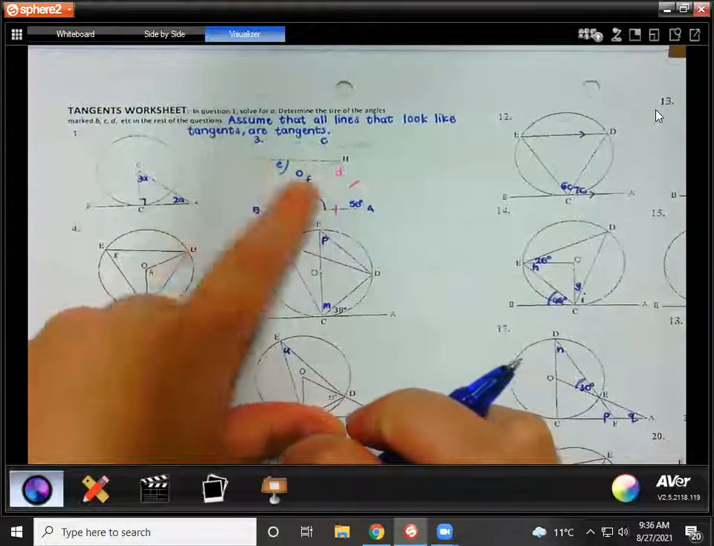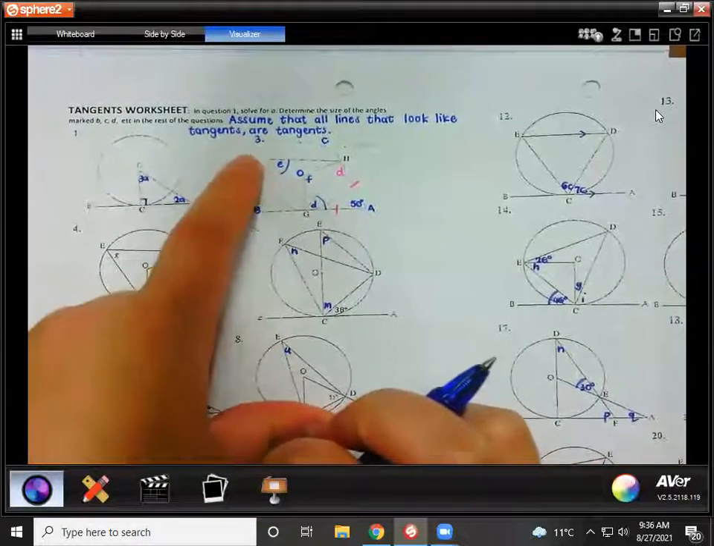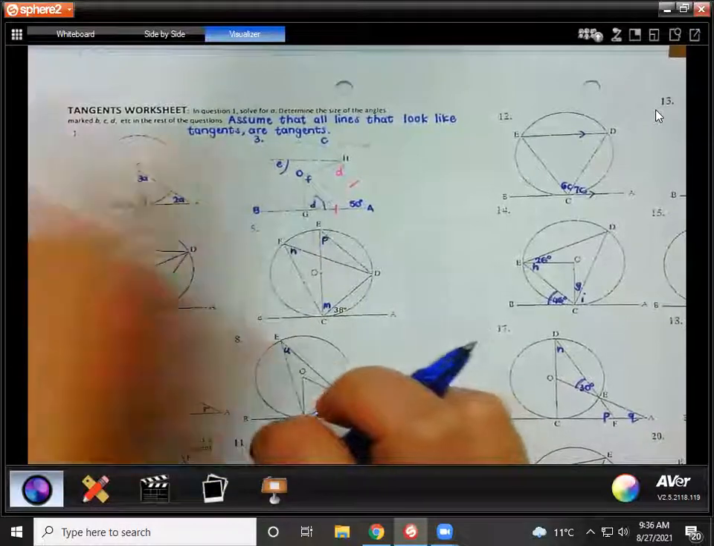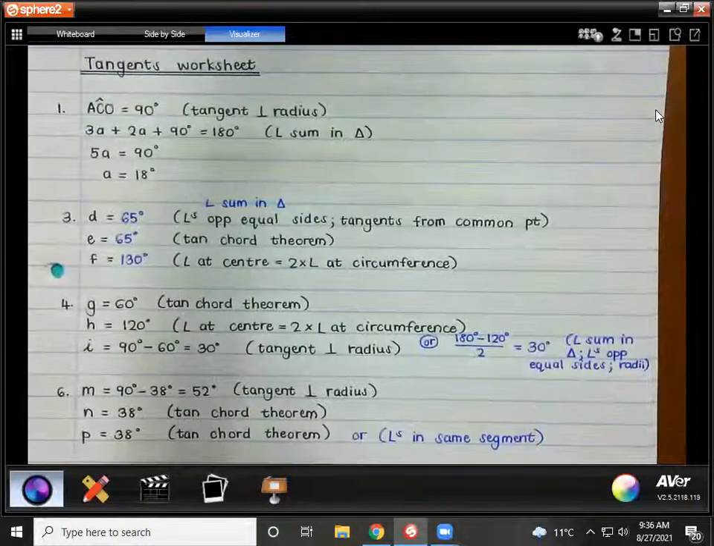And then to get F, I just did angle at center because E is at the circumference and F is at the center. So F has to be double the size of E. So if E is 65, then F is 130 degrees.